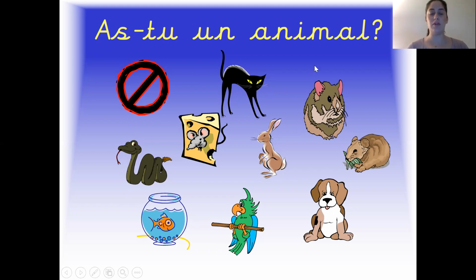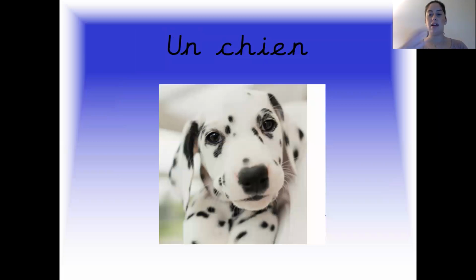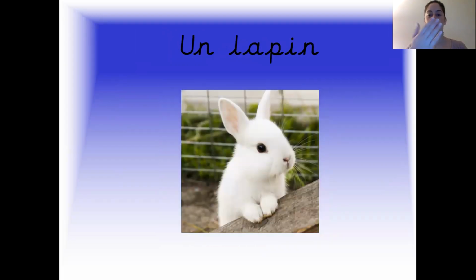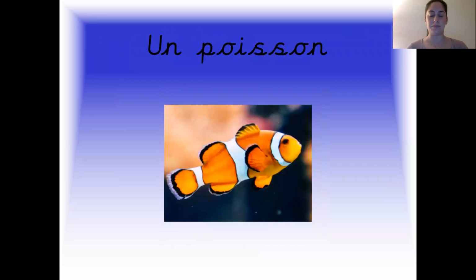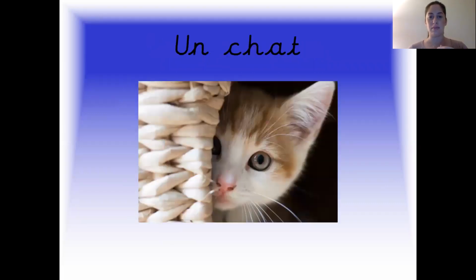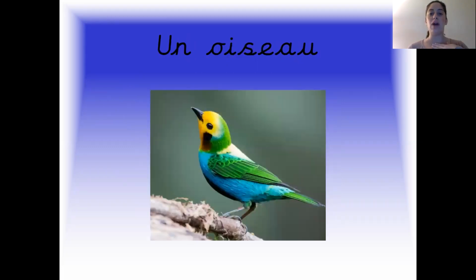So my turn, your turn. Repeat the names of these animals after me. Un chien, which is a dog. Un lapin, which is a rabbit. Un poisson. Un chat. Un oiseau, which is a bird.